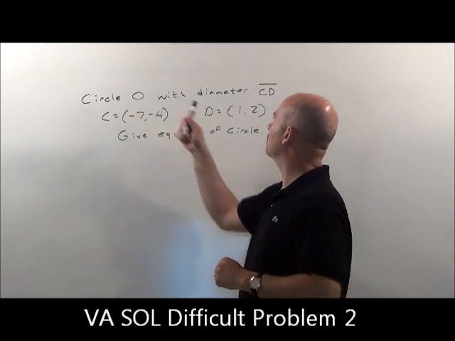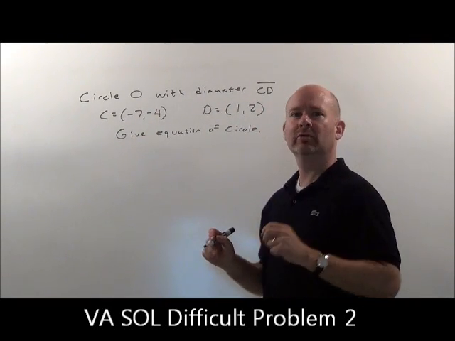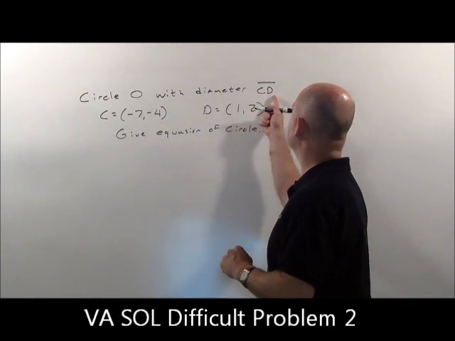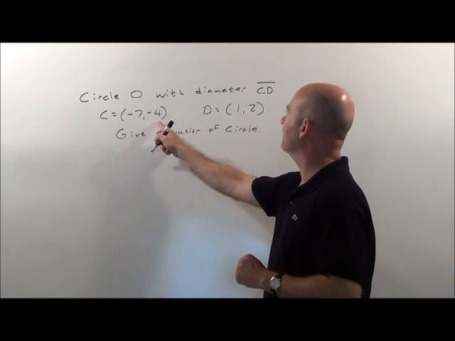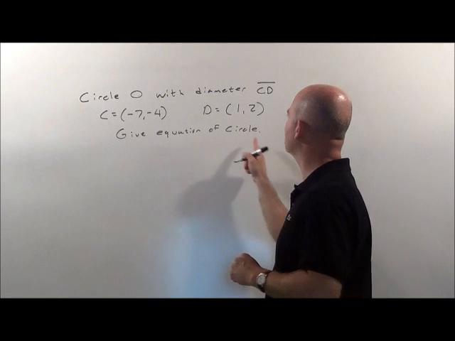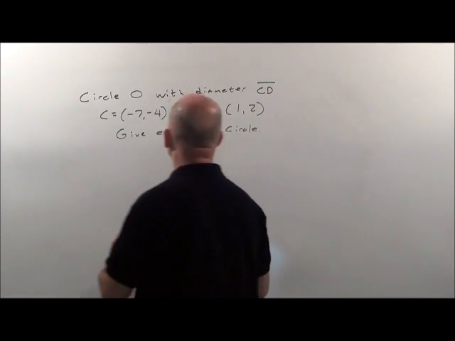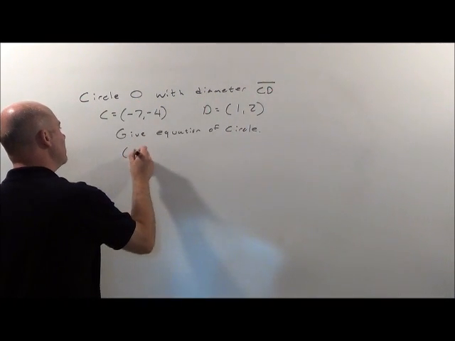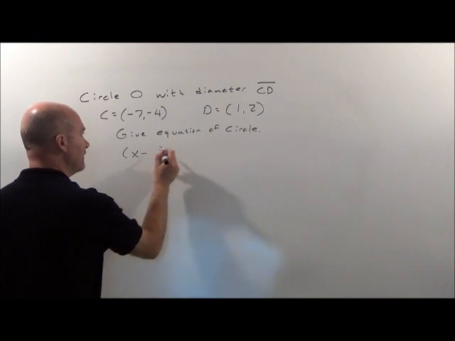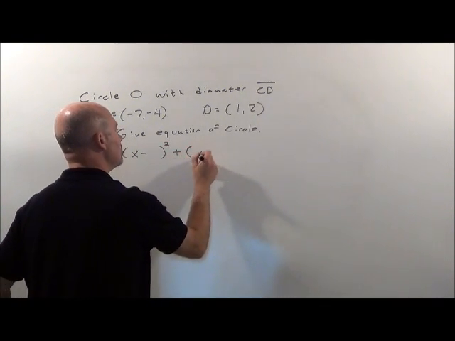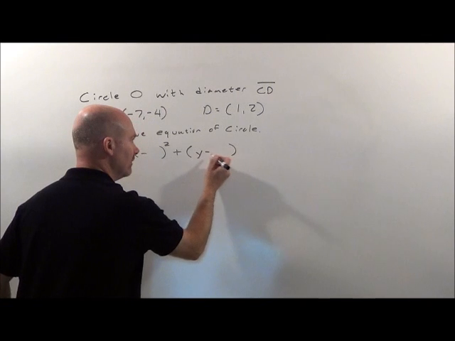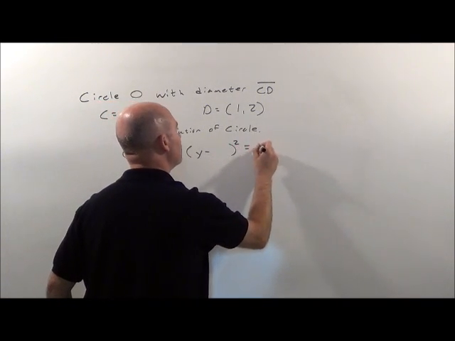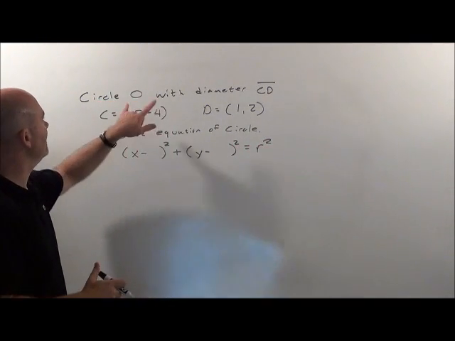Here's a problem. Circle O with a diameter of CD, where C is located at this point, D is located at 1, 2. What's the equation of the circle? Now the equation of the circle, we know it's going to be x minus wherever the center of the x value is squared, plus y minus wherever the center of the y value is squared, equals the radius squared. So we need the radius.